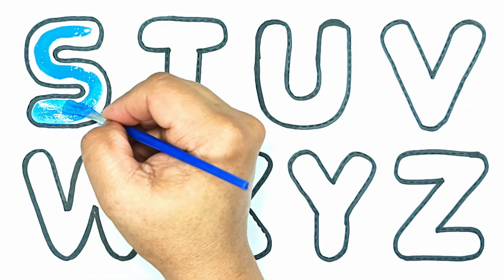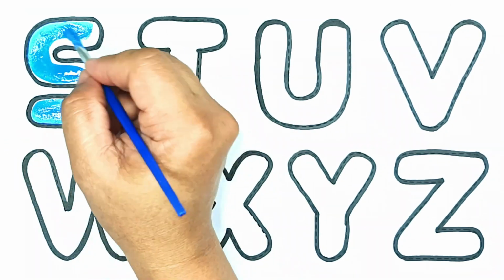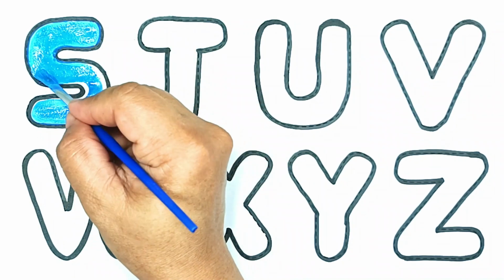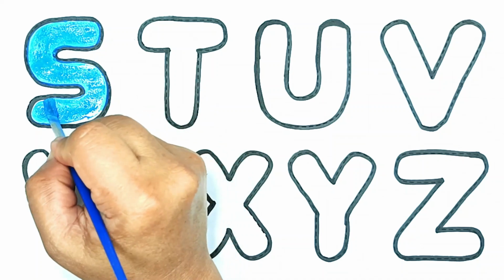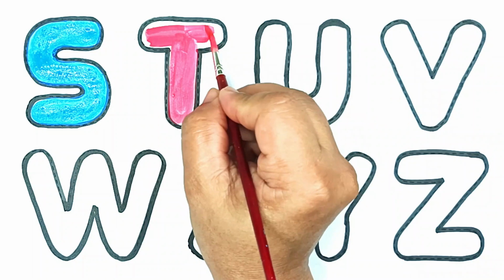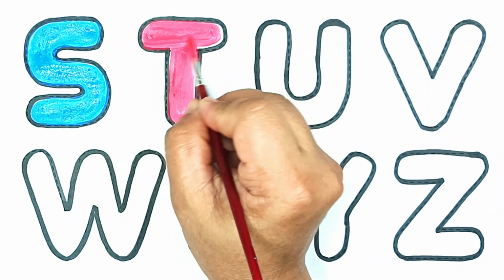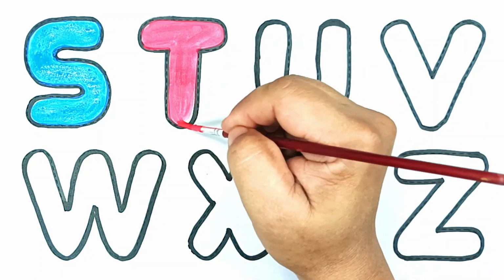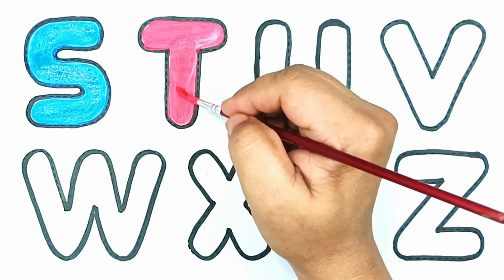S for saw. S for snake. S is for snacks, but don't eat too much. T for tree. T for train. T is for toes, they tickle when you touch.